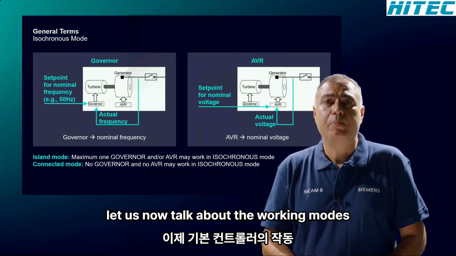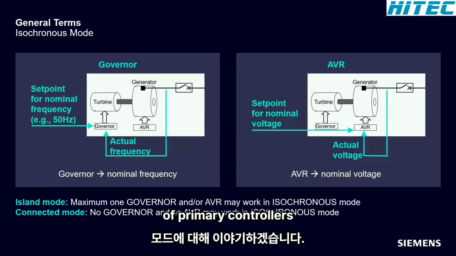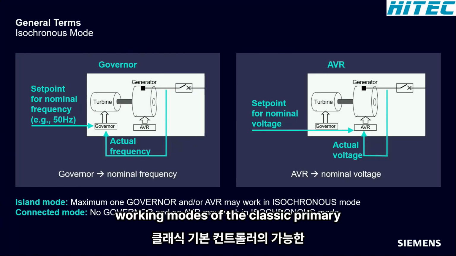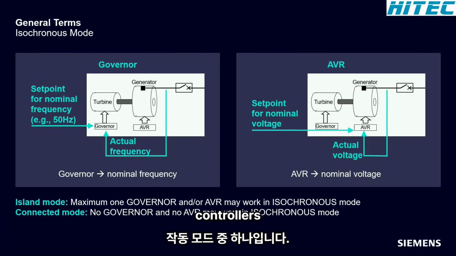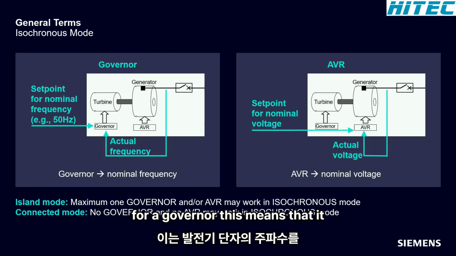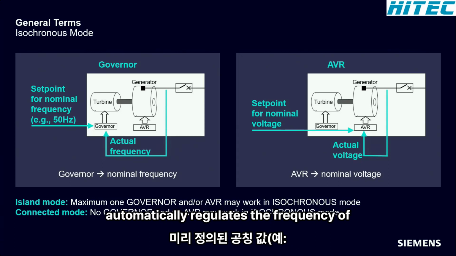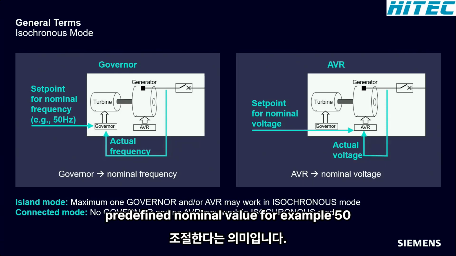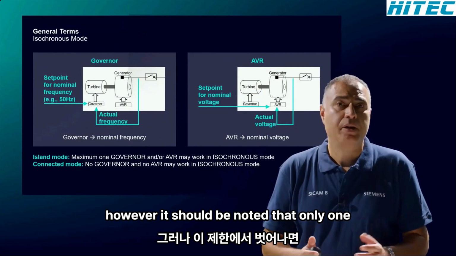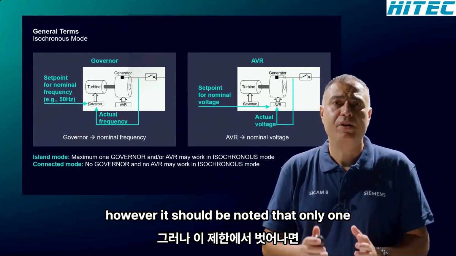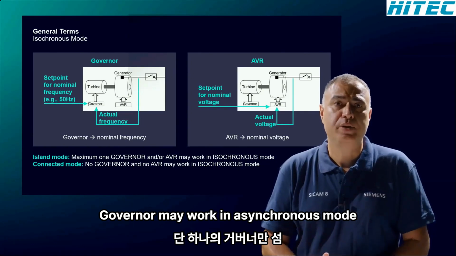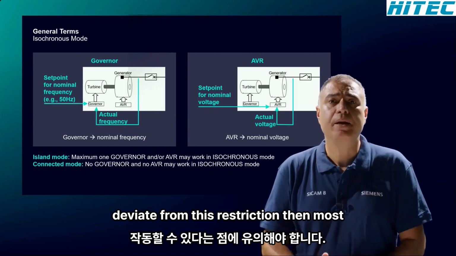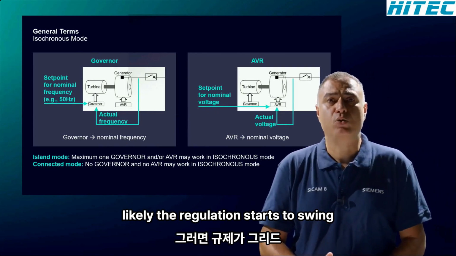Let us now talk about the working modes of primary controllers. Asynchronous is one of the possible working modes of the classic primary controllers. For a governor, this means that it automatically regulates the frequency at the terminals of the generator to the predefined nominal value, for example, 50 Hertz. However, it should be noted that only one governor may work in asynchronous mode in an island power network. If you deviate from this restriction, then most likely the regulation starts to swing.